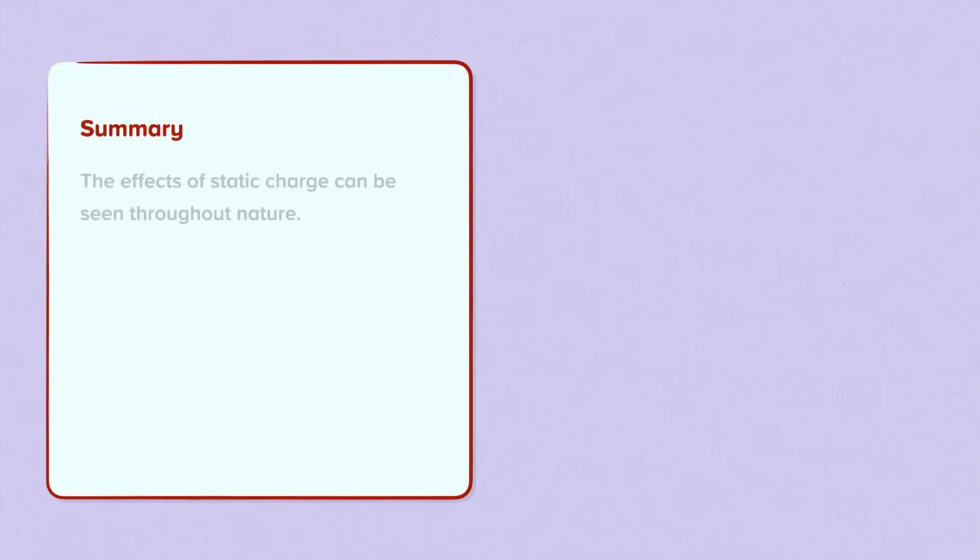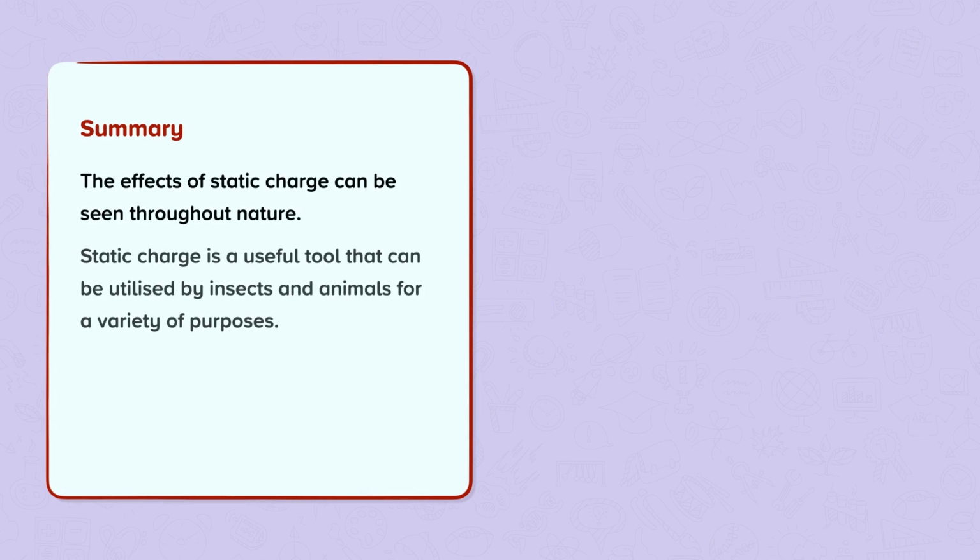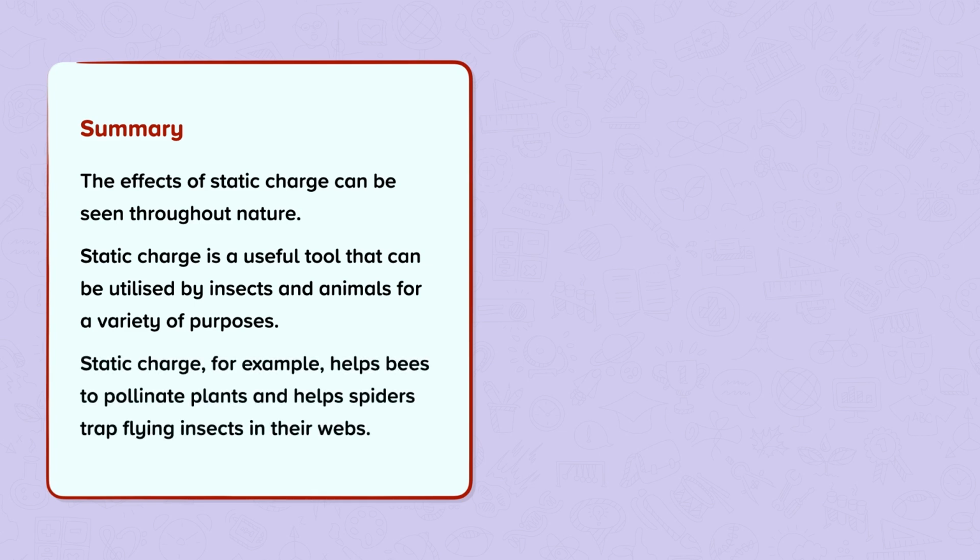Summary. The effects of static charge can be seen throughout nature. Static charge is a useful tool that can be utilised by insects and animals for a variety of purposes. Static charge, for example, helps bees to pollinate plants and helps spiders trap flying insects in their webs.